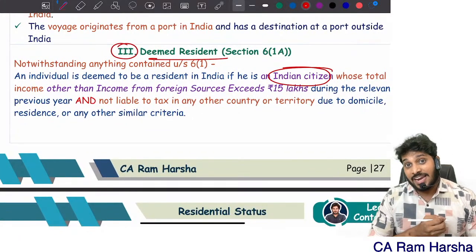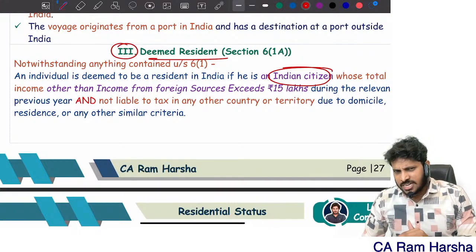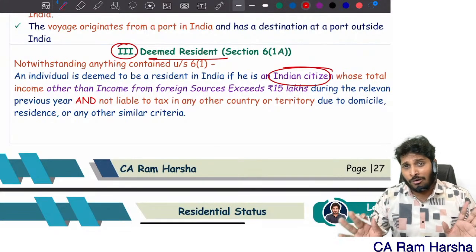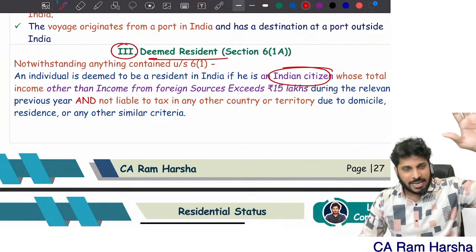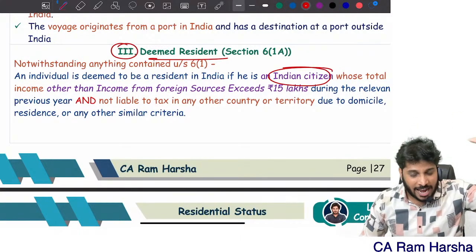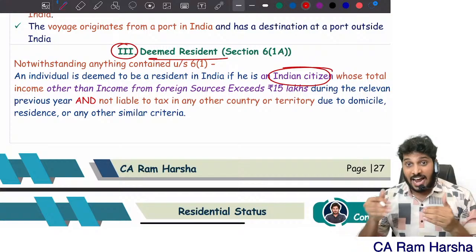Only for whom? Indian citizens. Sir, what about them? Are they visiting India or are they leaving India? No, no, no. In the current year, no. See, first, individual category 1 failed. Category 1 he didn't satisfy. Category 2 also he didn't satisfy. Category 3 we are coming.